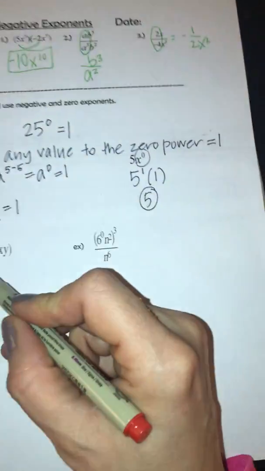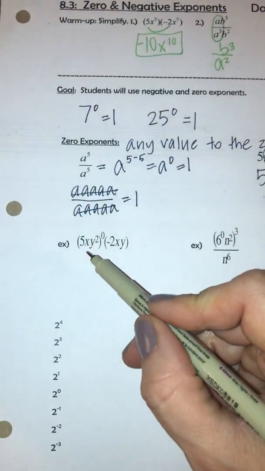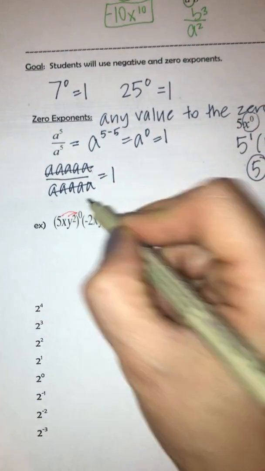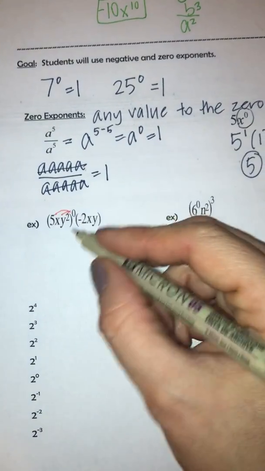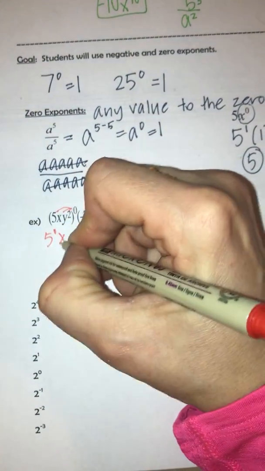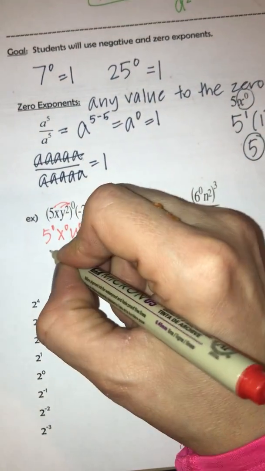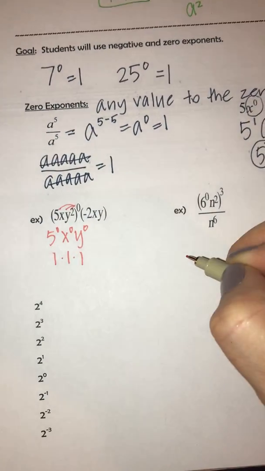Again, any value to the 0 power is going to equal 1. All of these values get the 0 power. I could distribute that in if I wanted to, or I could just see they all have a 0 power. I'll write it out with 2 times 0 being 0. But all of these are just going to equal 1.